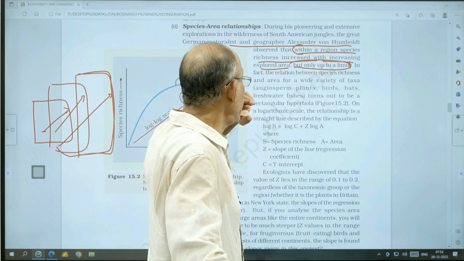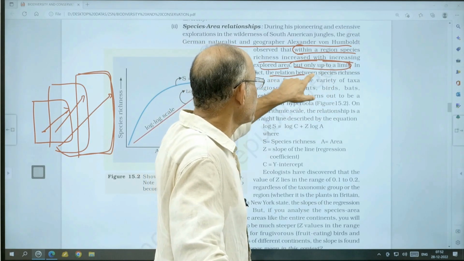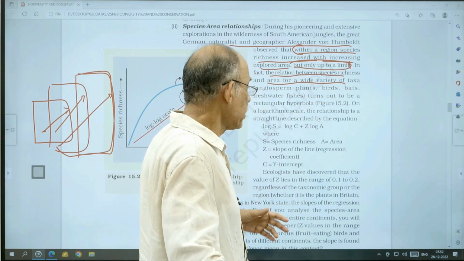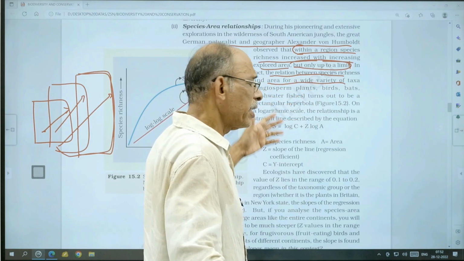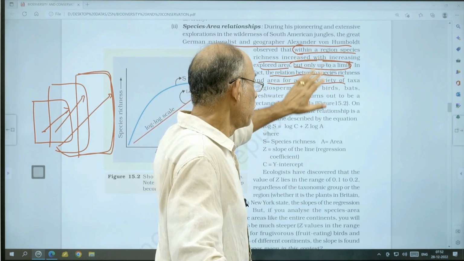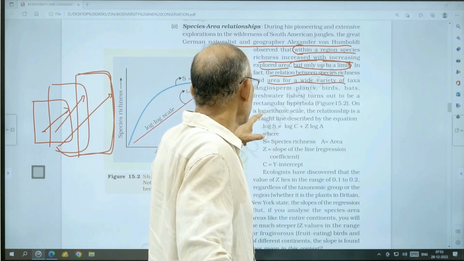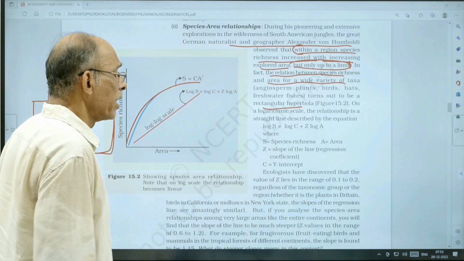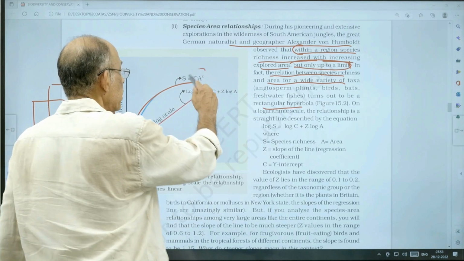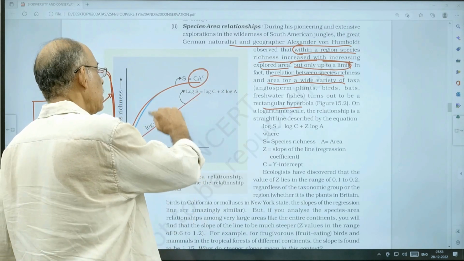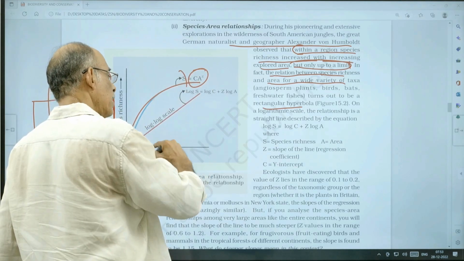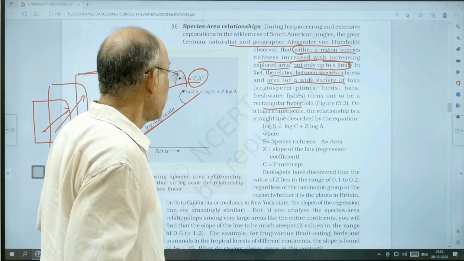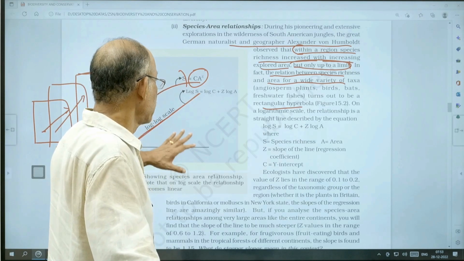In fact, the relationship between species richness and area holds for a wide variety of taxa, whether angiosperm plants, birds, bats, whatever it may be; the same result will be obtained. And he obtained this rectangular hyperbola graph, S equals C A to the power Z. When a logarithmic scale is applied to both sides, we have log S equals log C plus Z log A. This is how the species-area relationship is calculated.